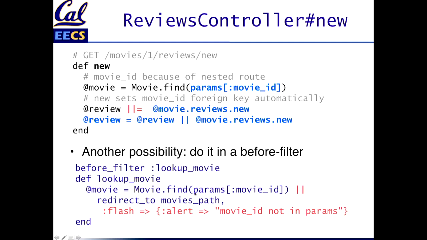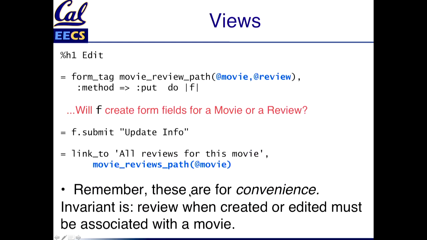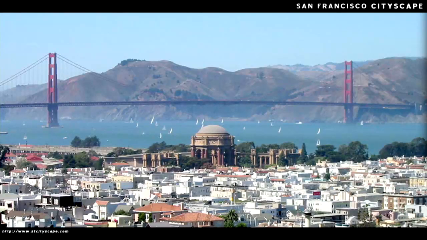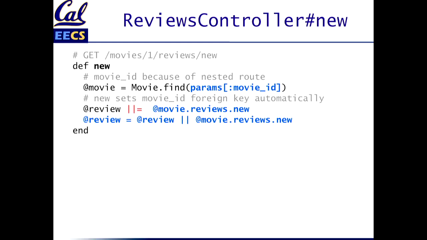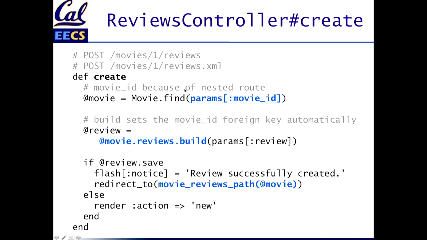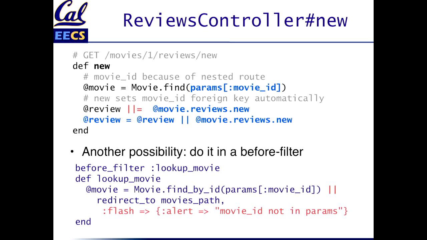Actually, I should have done find by ID so it doesn't throw an exception if it's not found. In fact, I'm going to do that change just for the record. Hold on, find by ID. That's there. OK, there it is. So another possibility is we should always be able to retrieve that movie, right?